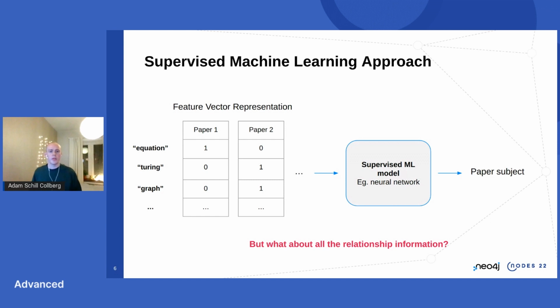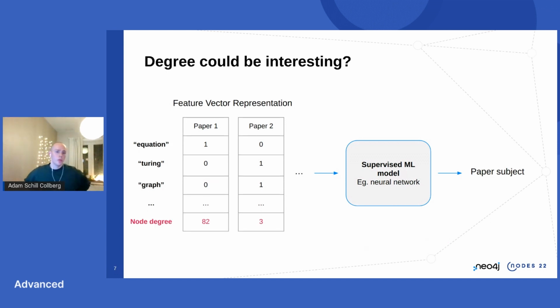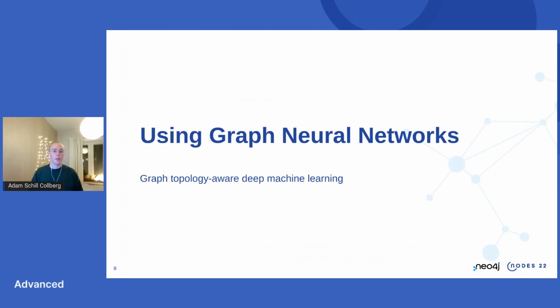Okay, so how could we do that? One way could be to add the node degree, so the amount of neighbors in the graph that the paper has. So how many other papers does a paper cite? That could be one way of integrating some of the relationship information into our problem here. But I think we can actually do better, and that is where graph neural networks come in. That is a way of doing, as we'll see, graph topology aware deep machine learning using relationships.